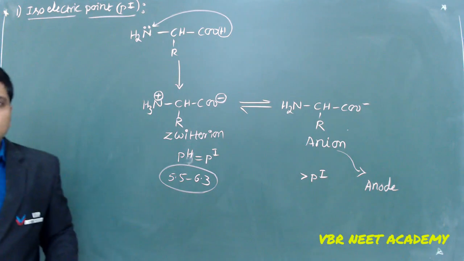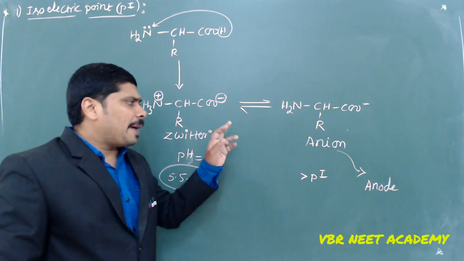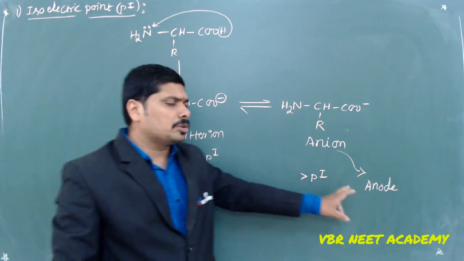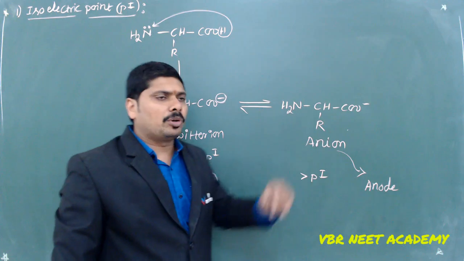When the pH is greater than Pi, the amino acid is going to move towards which electrode? It is going to move towards the anode.